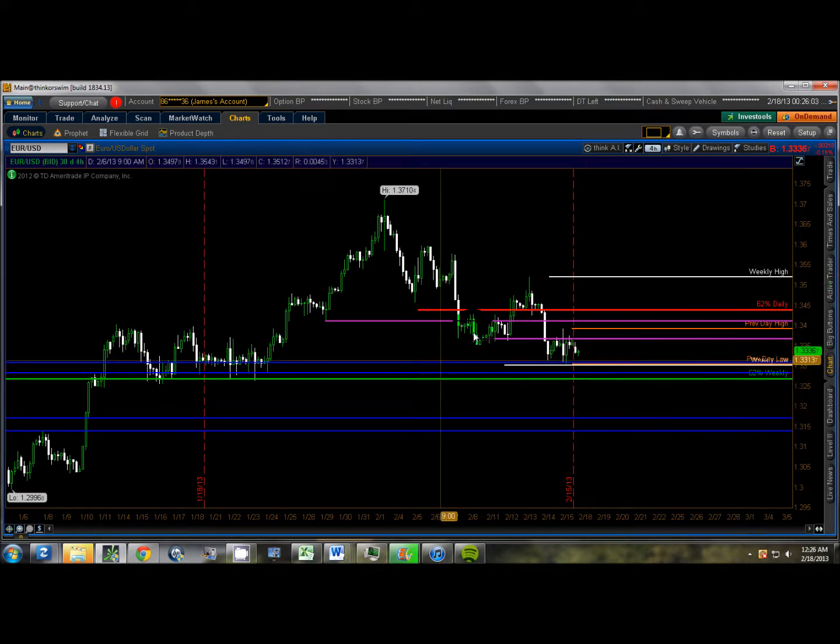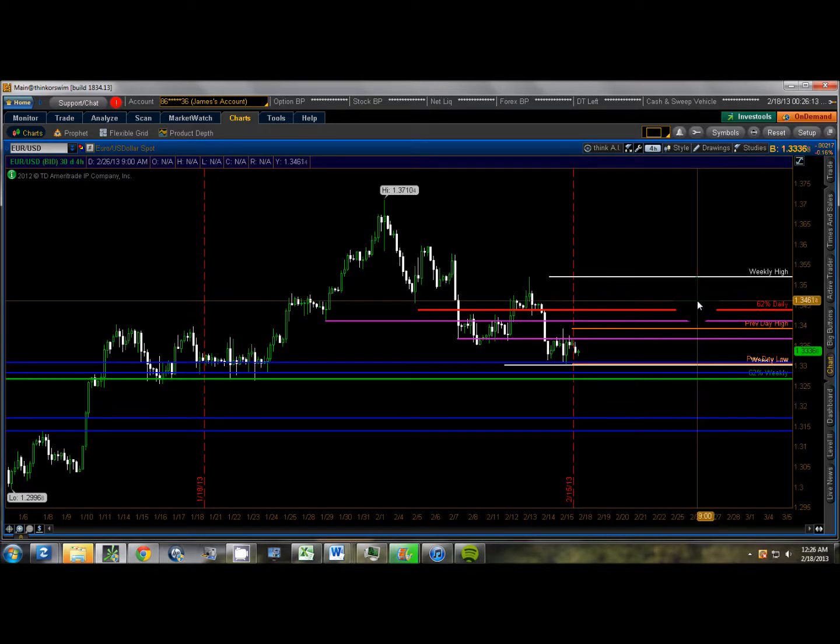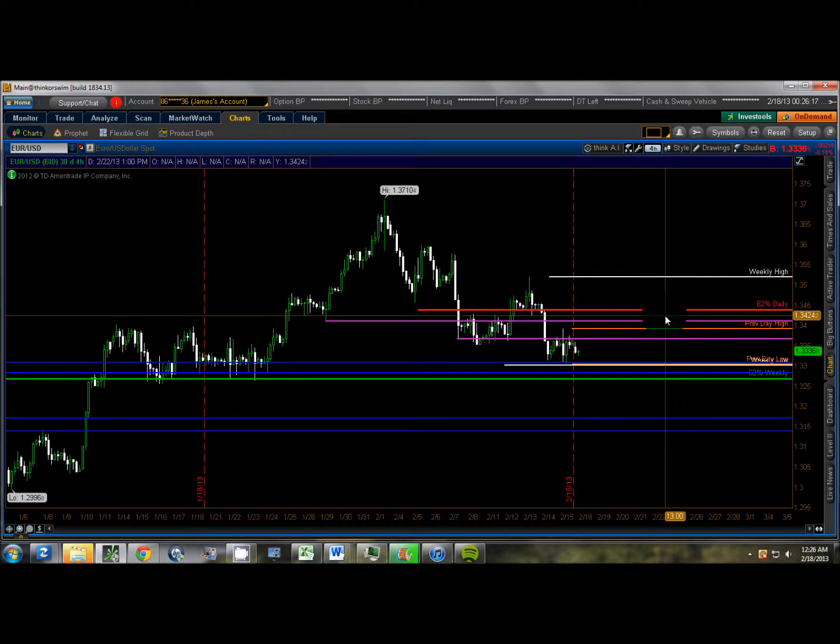And by the way, the weekly lines, in my opinion, hold more weight than the daily lines. The daily lines hold more weight than the 4-hour lines, and so on and so forth. The higher time frames, weekly, monthly, daily, are more powerful than the lower time frames, like 4-hour, 1-hour, 15-minute, right? And so just keep that in mind.